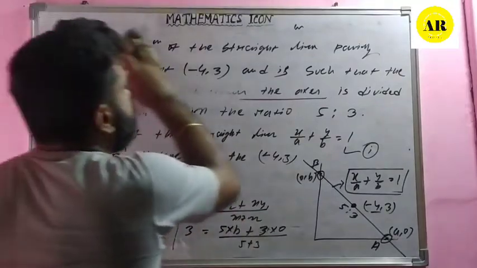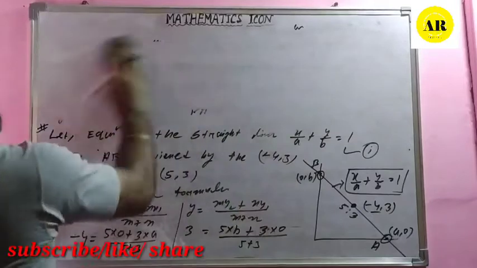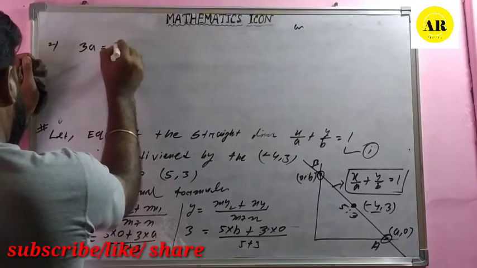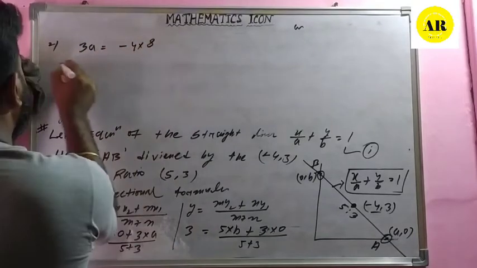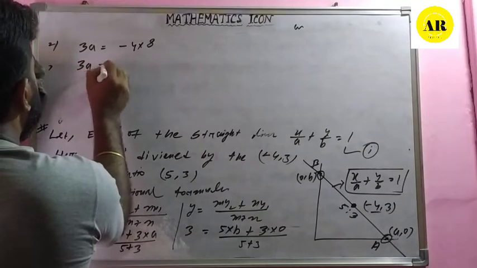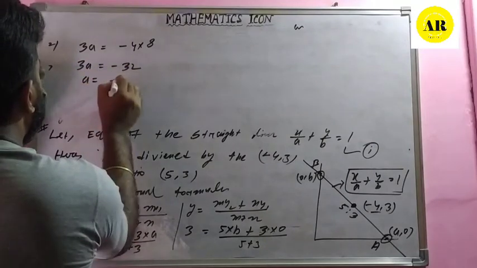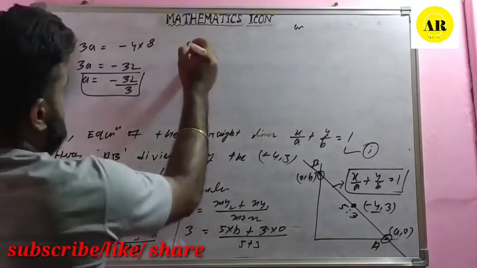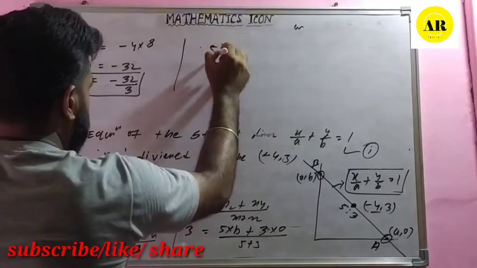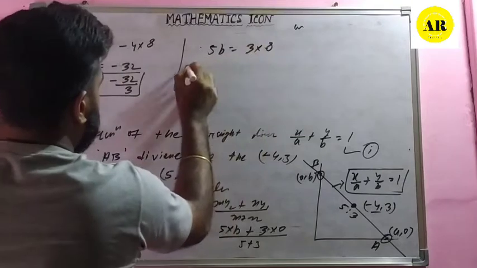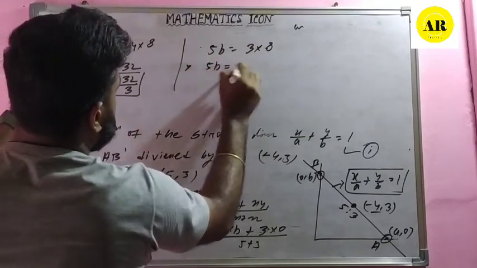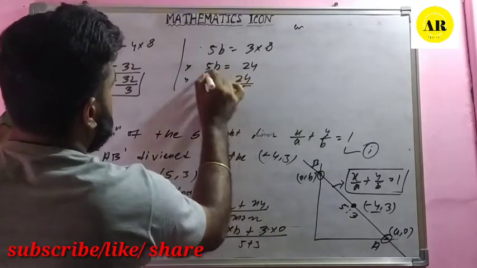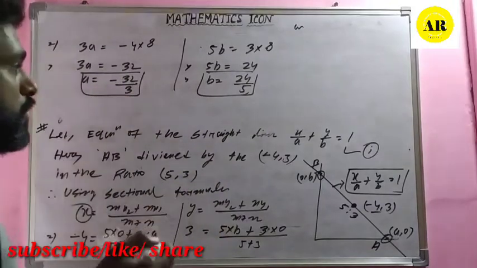Okay, so now here, 3a equals -4 into 8. That means 3a equals -32. The value of a here is -32 by 3. Okay, this is the value of a. Similarly, 5b equals 3 into 8. That means 5b equals 24. That means b equals 24 by 5. This is the value of b. So these are the values of a and b.